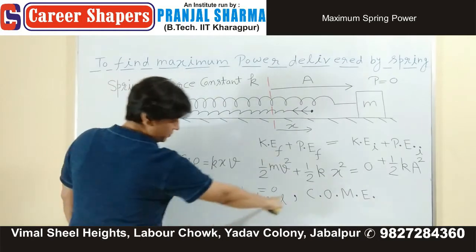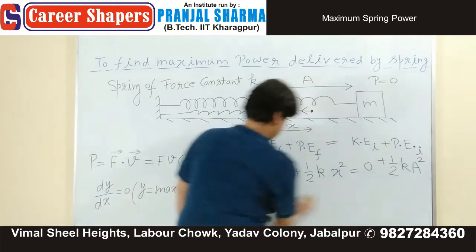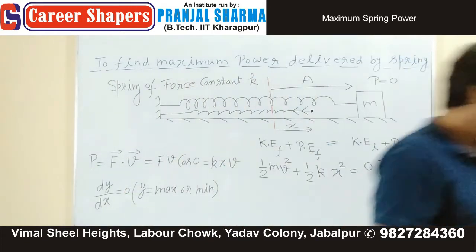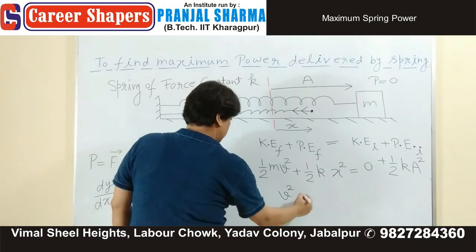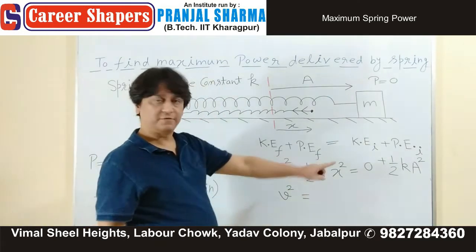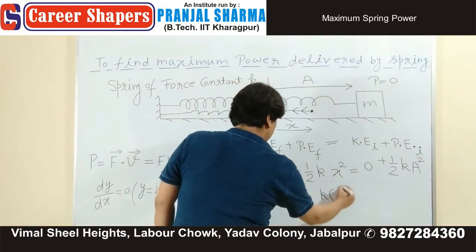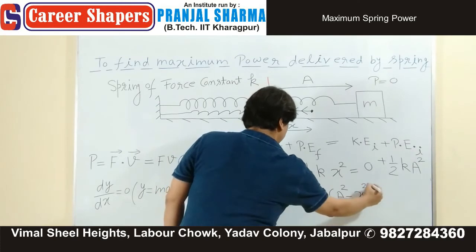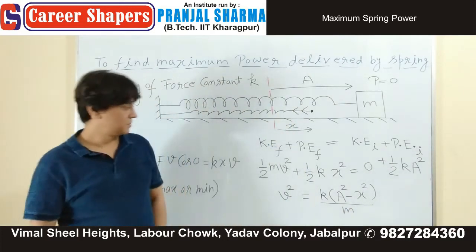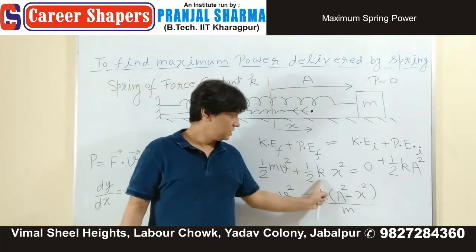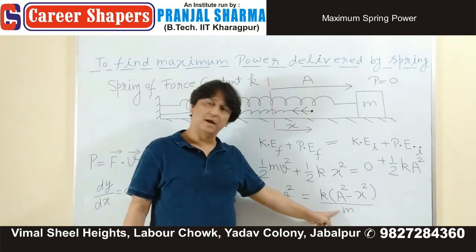Don't forget to note down this step. So from this equation, your v square comes to half. These things are gone. This comes to k times a square minus x square divided by m. Half is gone. Shift there and you get K common, a square minus x square divided by m.